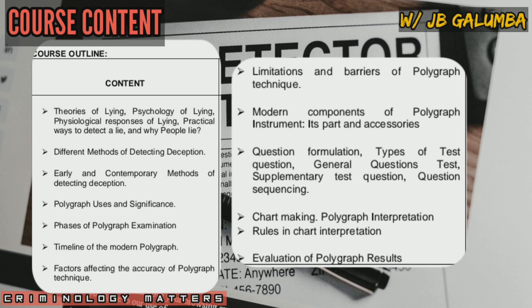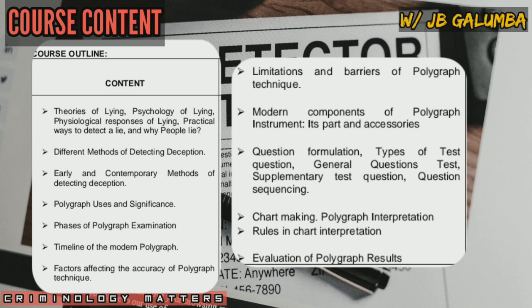It's not only limited to polygraph examination, but there are a wide variety of techniques that were utilized not only today, but even by our ancestors in trying to figure out who's telling the truth or who is lying. So, with that mentioned, we also have the topic where we're going to be discussing the early and contemporary methods of detecting deception.